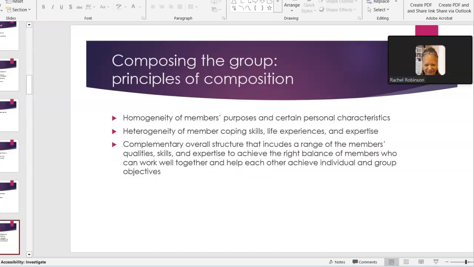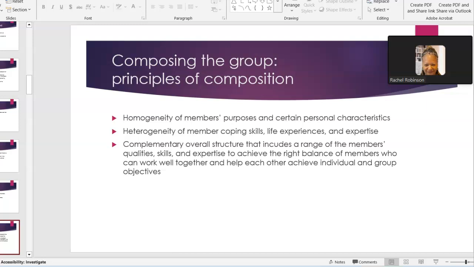So when we look at group composition, it's always important when you're looking at the composition of a group, it's important to have homogeneity, right? So that the purpose for the members being there, personal characteristics are pretty much on par. They look the same or similar, right? But then you have heterogeneity of membership. So that's in terms of being on a different level in terms of coping skills or life experiences and expertise.